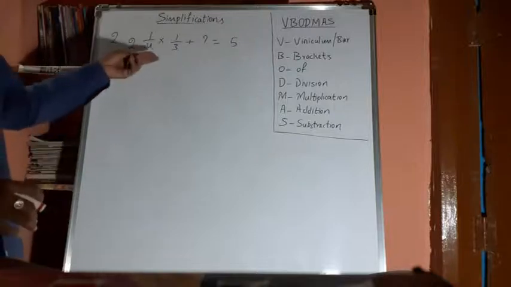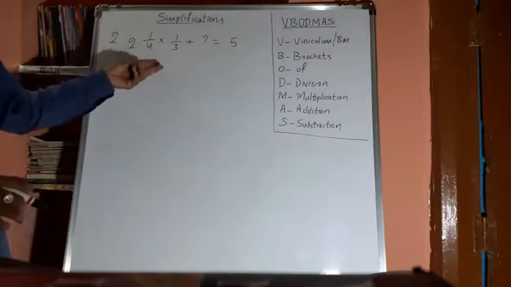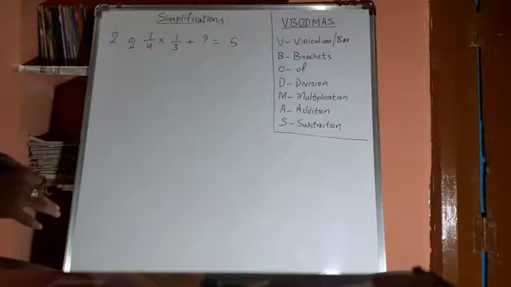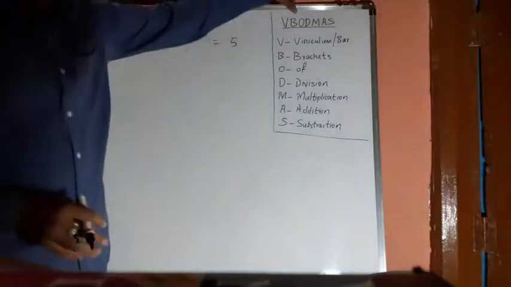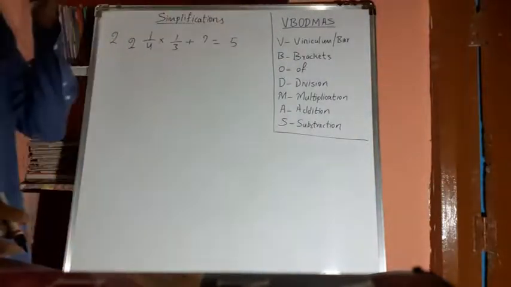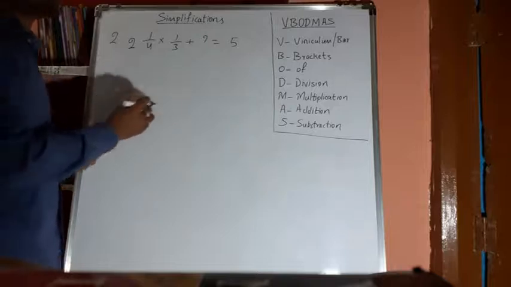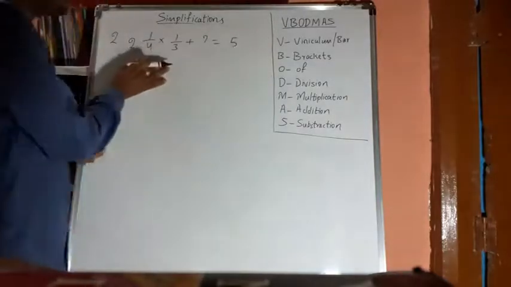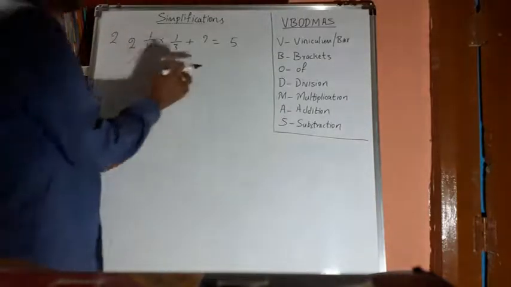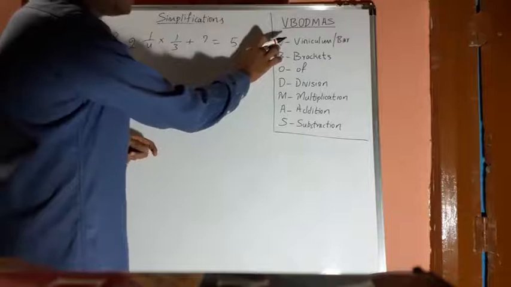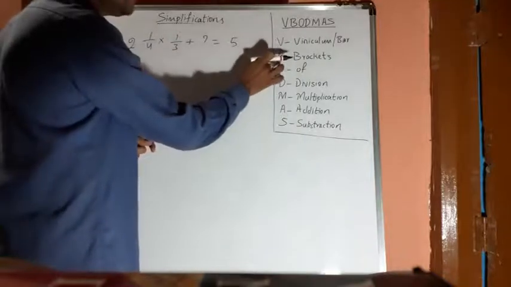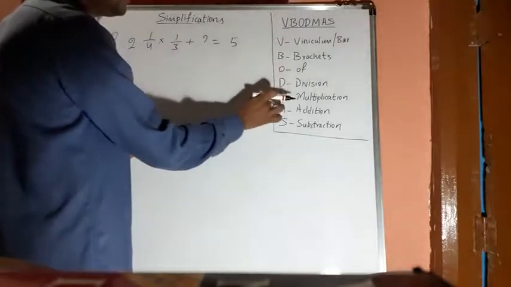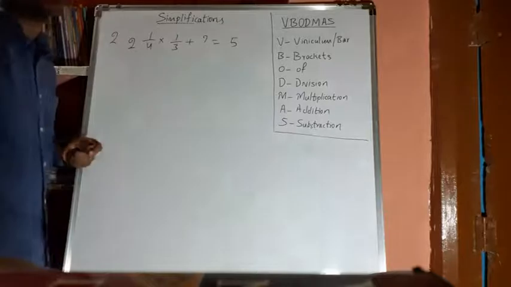now we have to apply here the simplification rule. What is that simplification rule? That is VBODMAS. I have written here. So what it says, friends, whenever the problem is like this, first we have to go for a vinculum or a bar. Next we should go for brackets, of, division, multiplication, addition and subtraction.